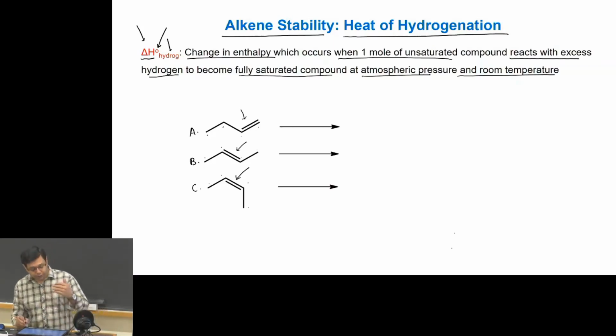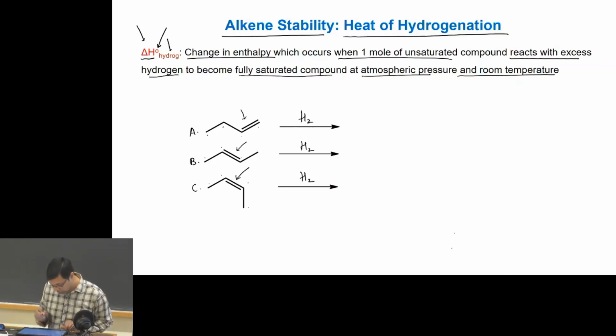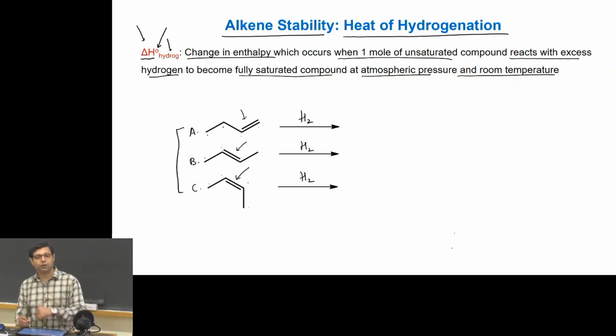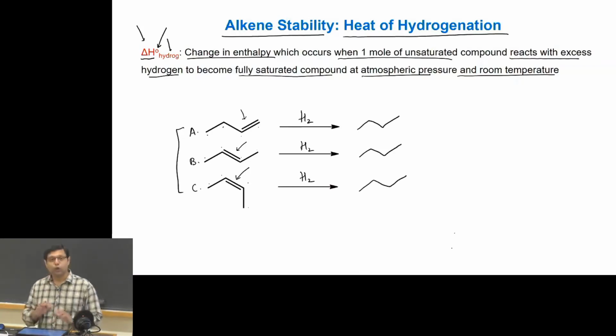Now, if I want to figure out the heat of hydrogenation of these compounds, I have to react each one of them with excess hydrogen and convert the unsaturated compounds to saturated compounds. These are unsaturated compounds because they have at least a double bond. Upon reaction with excess hydrogen, I'm going to convert them to saturated compounds, with no double bonds in the products. And all these 3 compounds, A, B, and C, will give you the same product, butane.